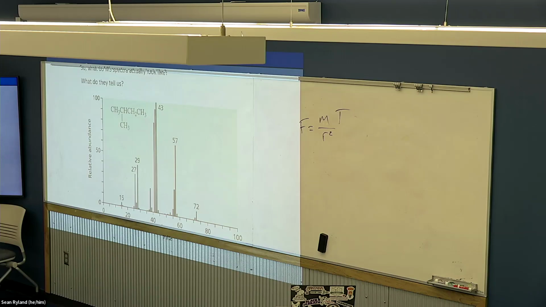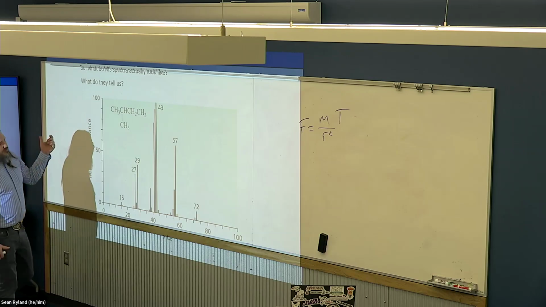But the mass over charge, because the charge is usually just +1, it's generally just mass. Exactly. To dot our i's and cross our t's, we have to say mass over charge. But for the most part, it's always going to be a +1 charge.